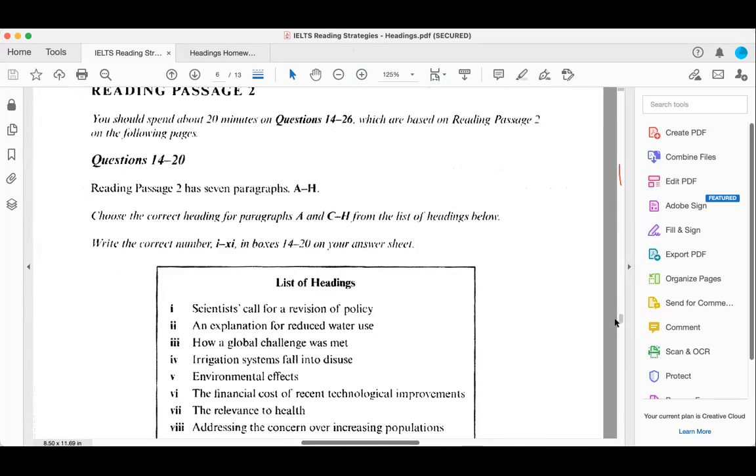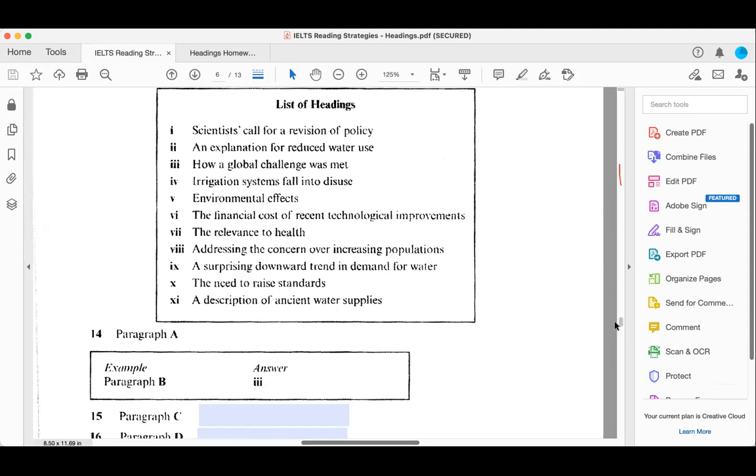The first thing to do here is there is an example which is given for you. In case you find an example, just cross off. So number 3, cross it off because the examples are never repeated in IELTS. So that's the first thing that you do. Then we need the heading for paragraph A. And we go to paragraph A.